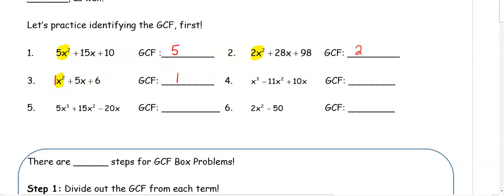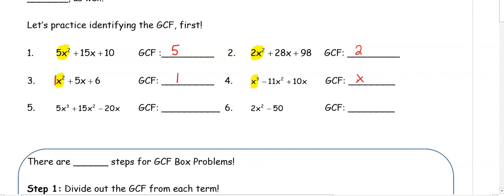In number 4, we no longer have an x squared, we have an x cubed. And if you look at all 3 terms, they have one more x than they usually do, because it usually goes x squared, x, and then no x. So what we can do is our GCF is x, but everything would decrease.